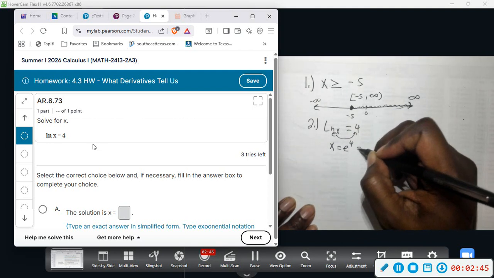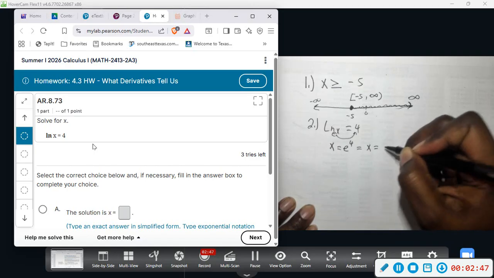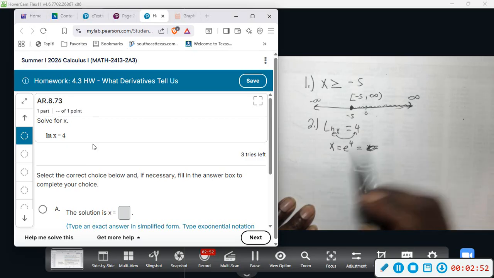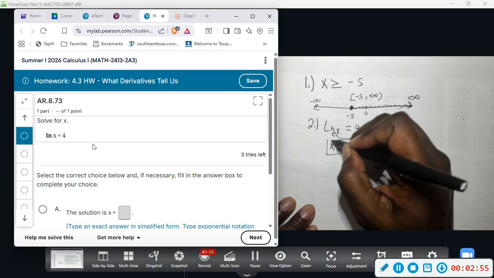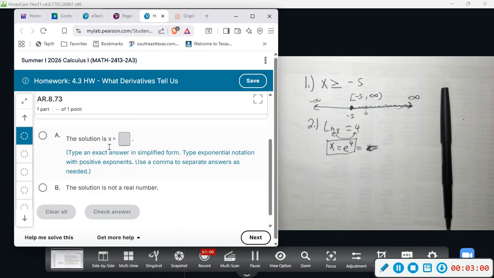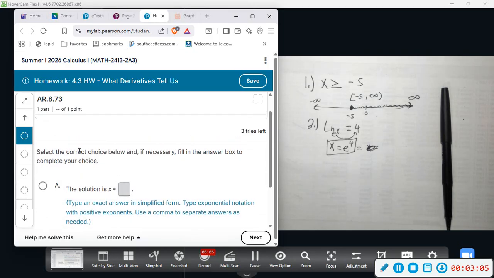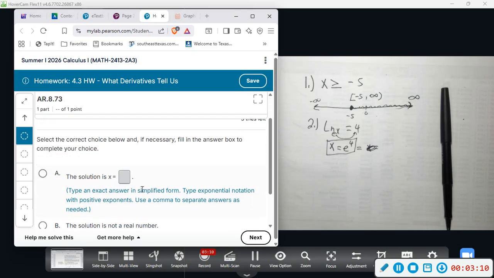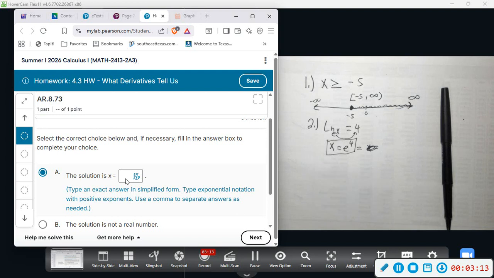or you can rearrange it to e to the 4th equals x, but it's the same thing. But x equals e to the 4th, and we don't want to round that. It says type exact answer, type exponential notation. So you can get rid of that ln to isolate that x by writing it in exponential form or saying raise it to the e power. But x is going to be equal to e raised to the 4th.